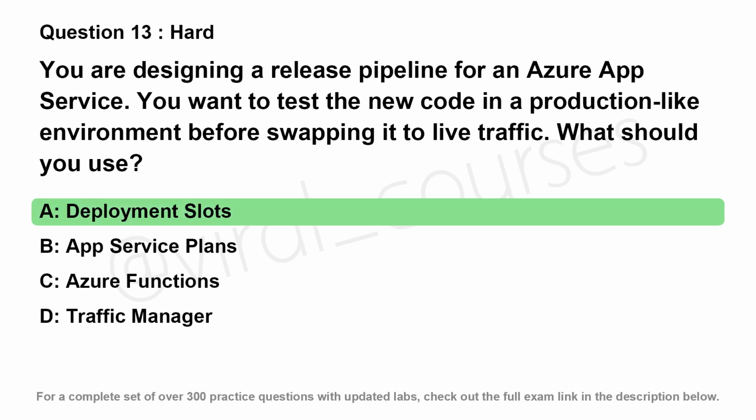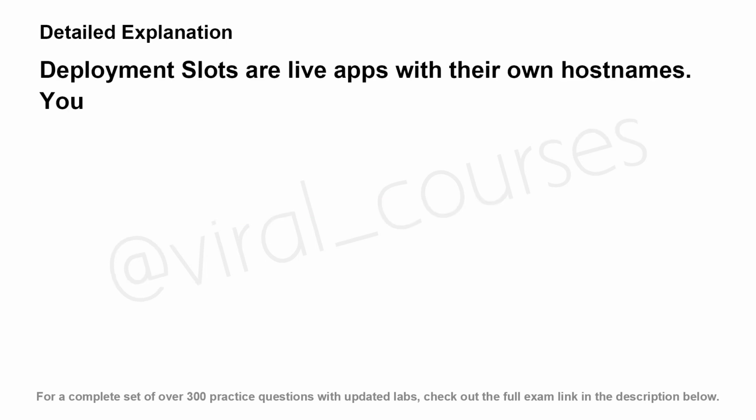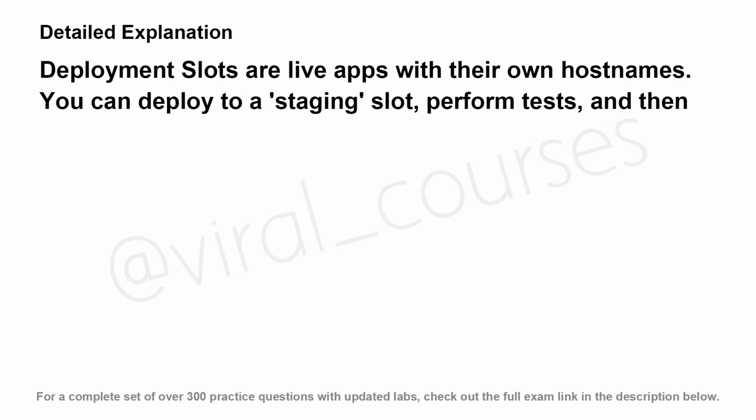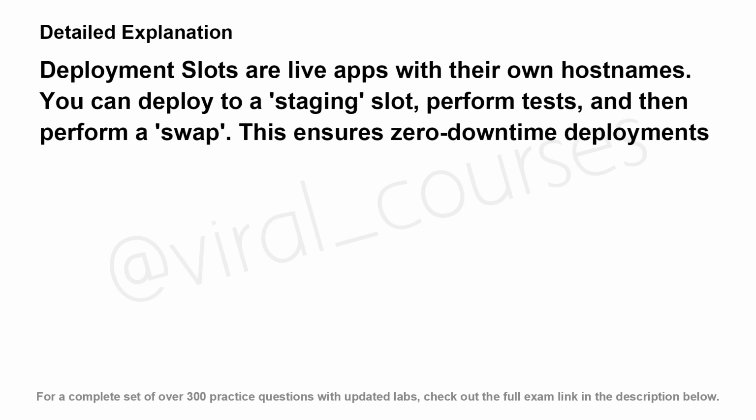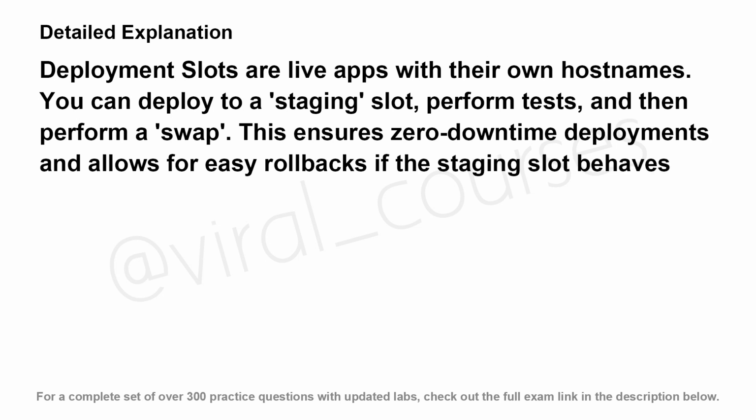The correct answer is A. Deployment slots are live apps with their own host names. You can deploy to a staging slot, perform tests, and then perform a swap. This ensures zero downtime deployments and allows for easy rollbacks if the staging slot behaves unexpectedly after the swap.